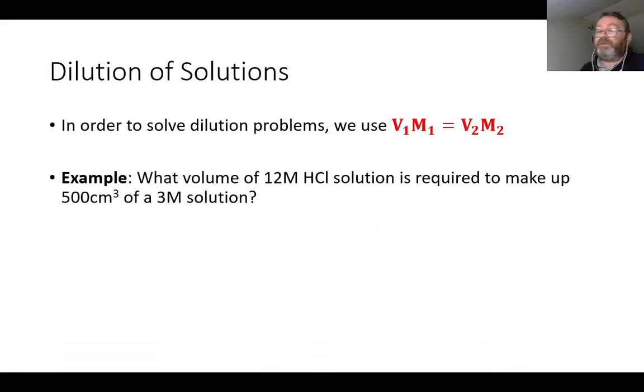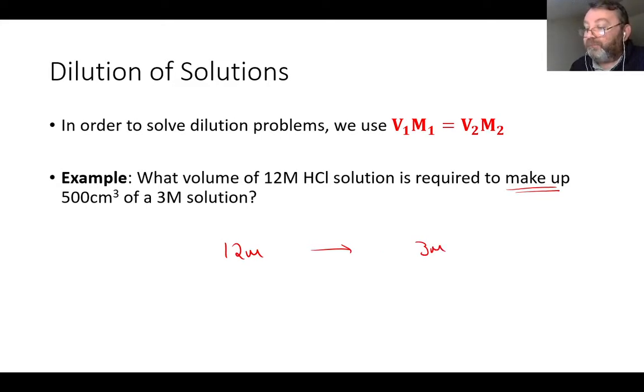Okay, so here's an example. What volume of 12 molar HCl solution is required to make up 500 centimeters cubed of a 3 molar solution? Now, notice what you're doing. You're making up a solution from stock. Now the stock is usually the more concentrated one. So you're taking the 12 molar solution and you want to turn the 12 molar solution into a 3 molar solution. So what does the formula tell me to do?